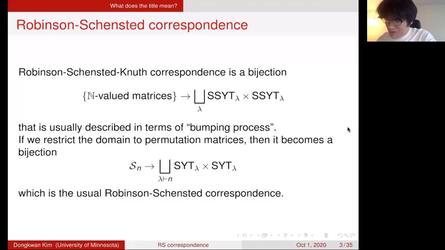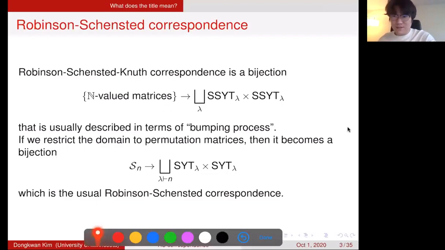So the Robinson-Schensted correspondence is usually the bijection between N-valued matrices, so a matrix with elements in the natural numbers. You see that I used a convention that 0 is a natural number, as in the ZFC axioms. I prefer to have 0 in the set of natural numbers, so this has no contradiction. And it maps to a pair of semi-standard Young tableaux of the same shape.